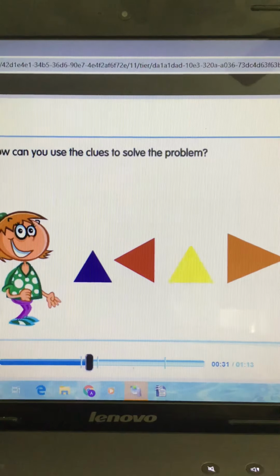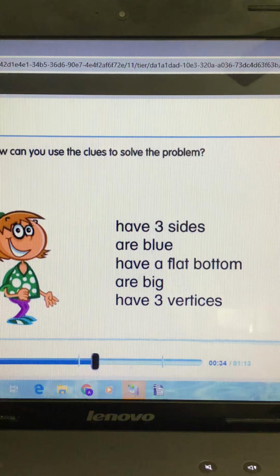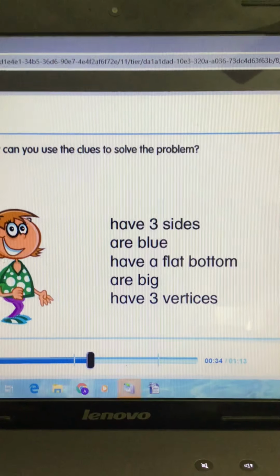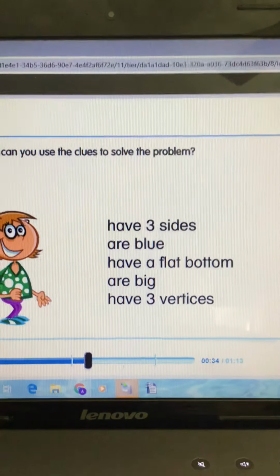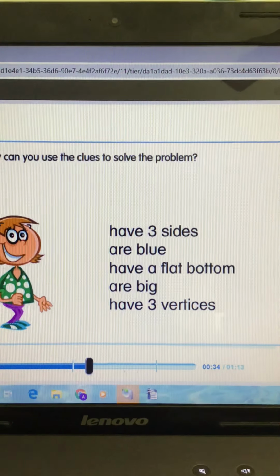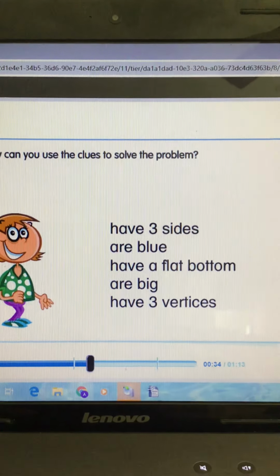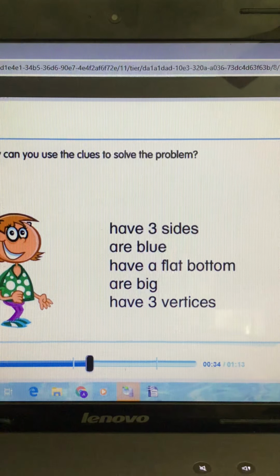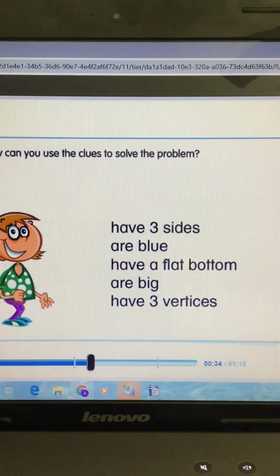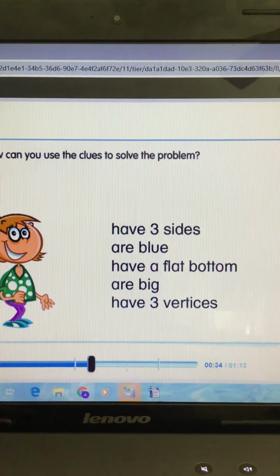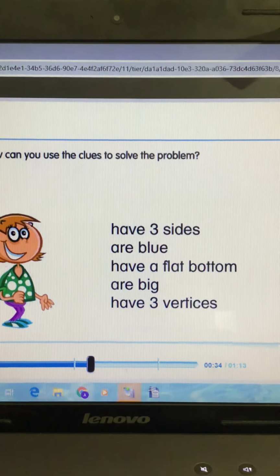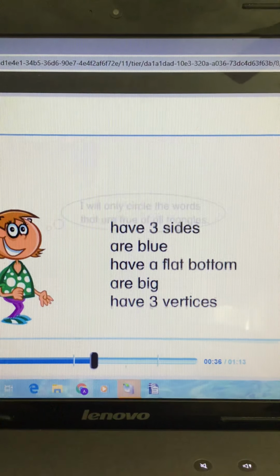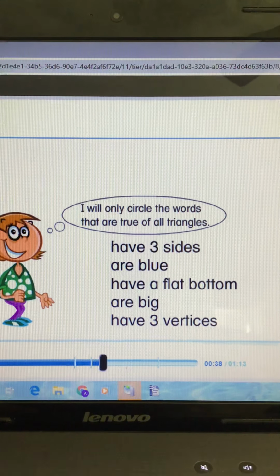Plan. How can you use the clues to solve the problem? So here are some choices for us. Have three sides. Do all triangles have three sides? Are blue. Are all triangles blue? Have a flat bottom. Are all triangles flat on the bottom? Are big. Are all triangles big? Have three vertices or points. Do all triangles have three points? I will only circle the words that are true of all triangles.